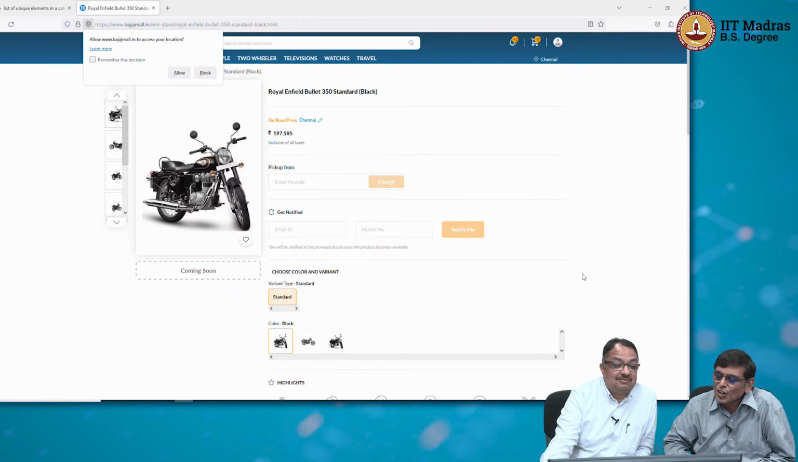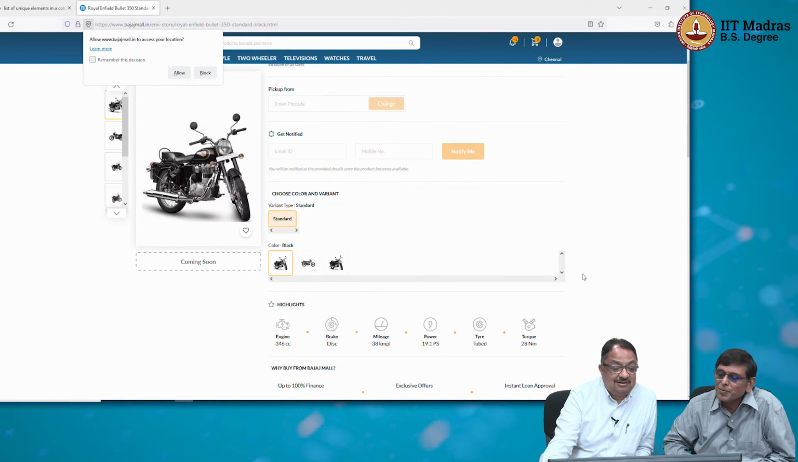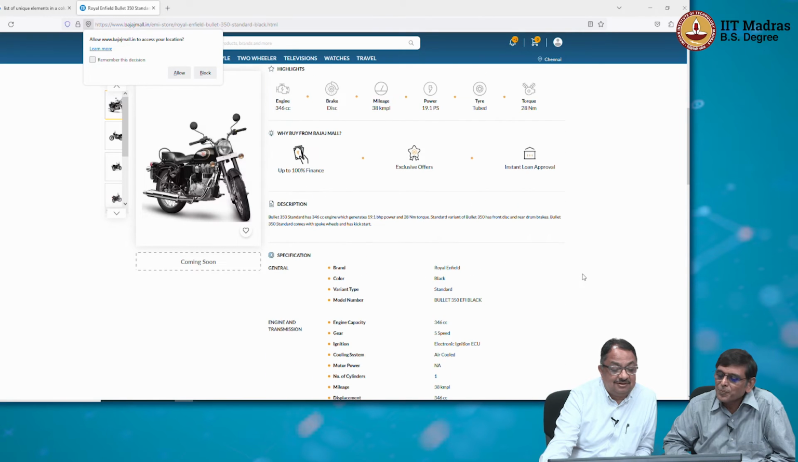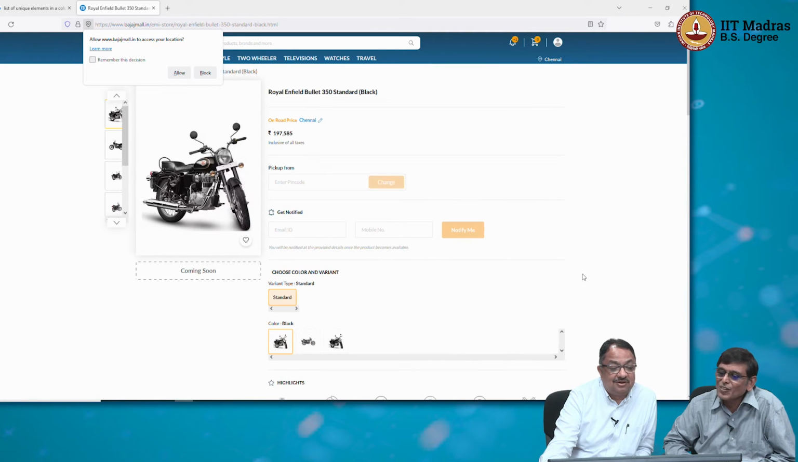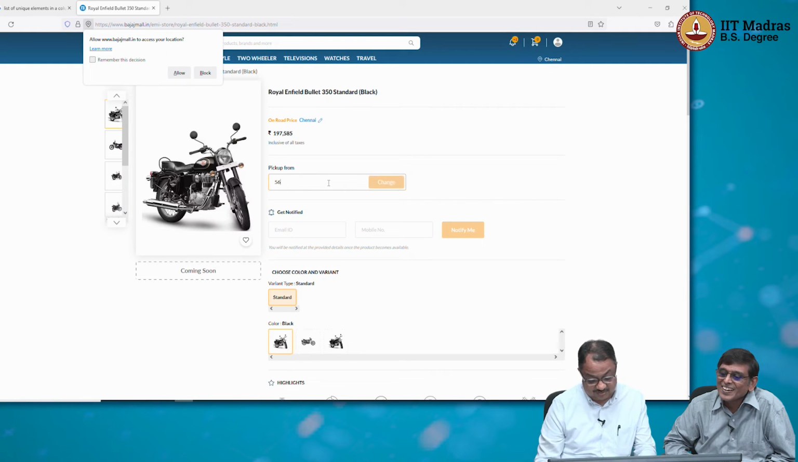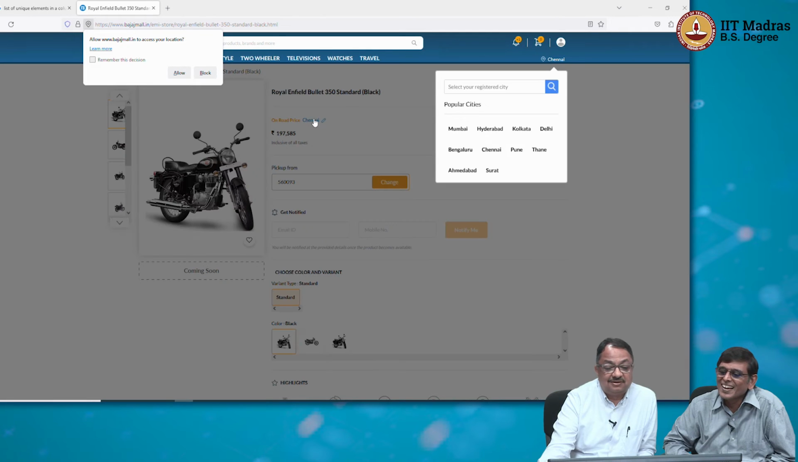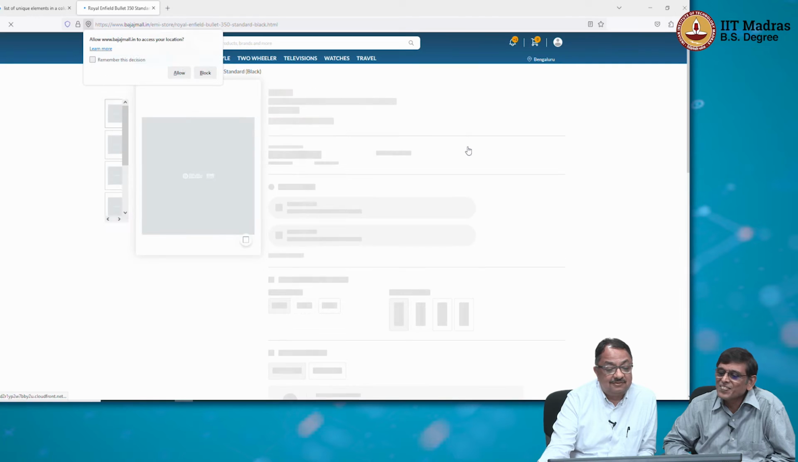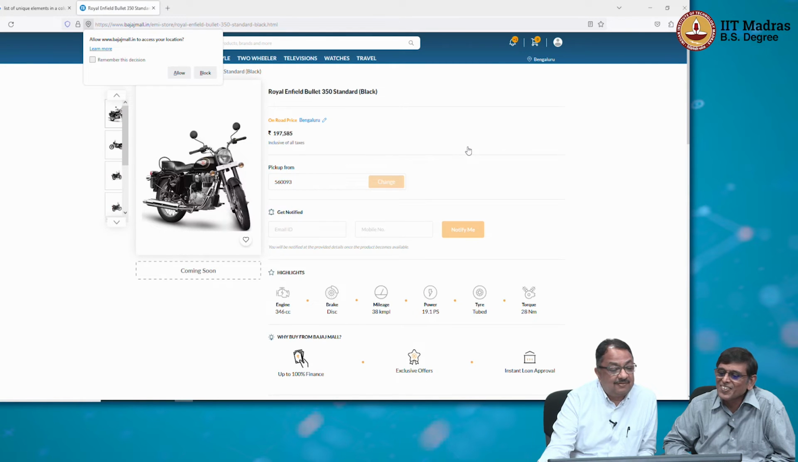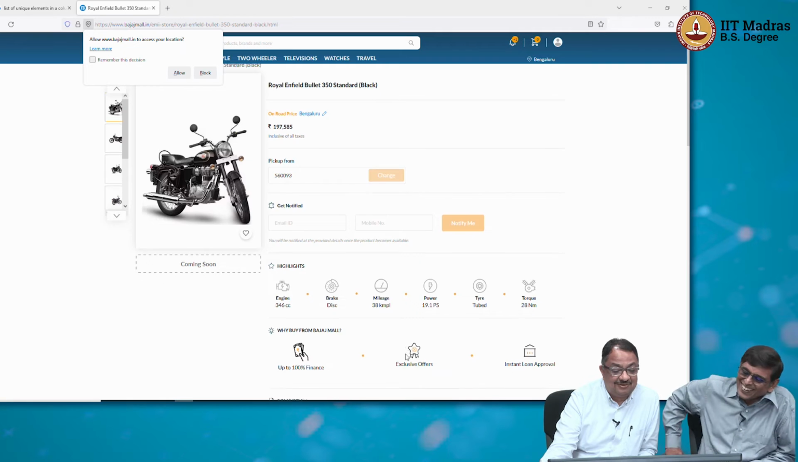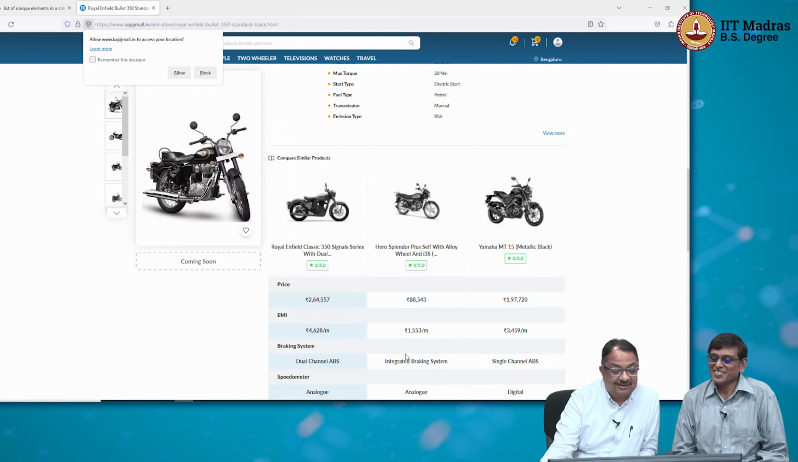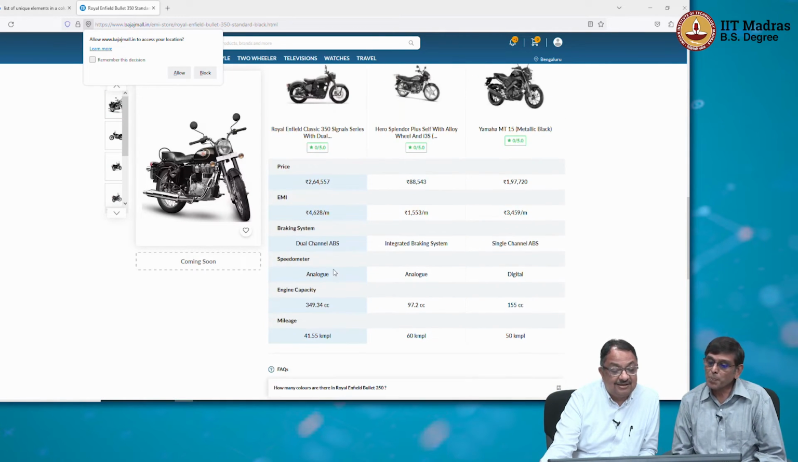2 lakh price. But it's giving you a loan for that? He's not giving a loan. I don't know. Okay, let me just put my pin code. Oh, it's not available, I think. Let's see. So no EMI for Bajaj, no EMI for Royal Enfield. Oh, it's there, sir. It's there. Yeah, this is the EMI.